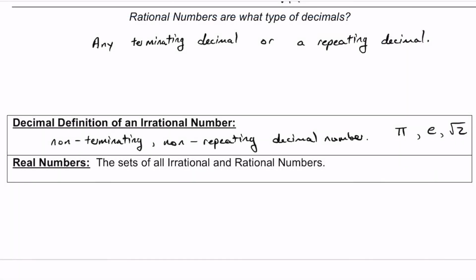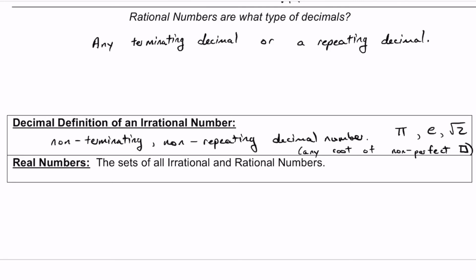What's interesting about roots is that any root of a non-perfect square or non-perfect cube or whatever is an irrational number. The square root of 25 is actually just 5, so it's a whole number. But the square root of 24, if you can't take the square root of it easily, it's an irrational number.